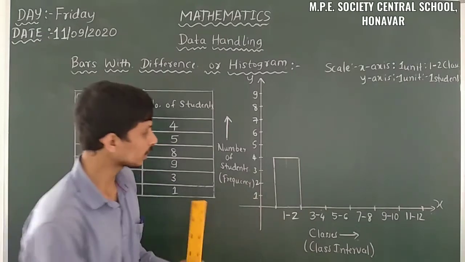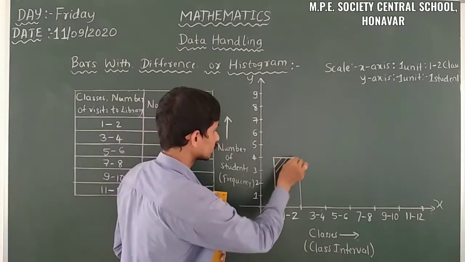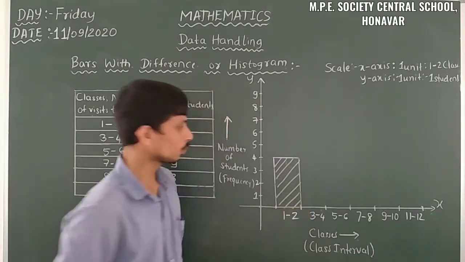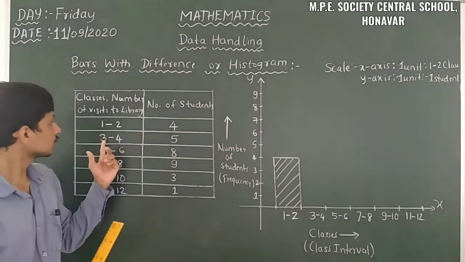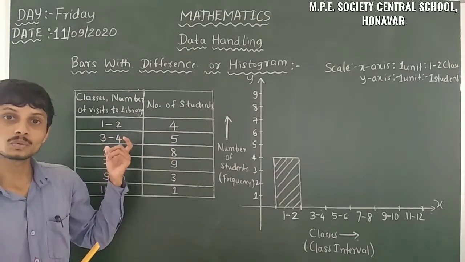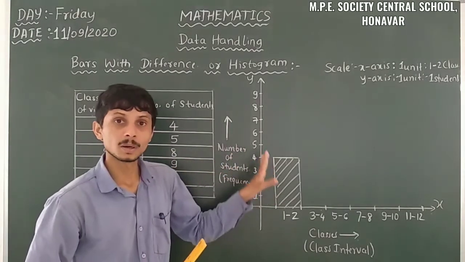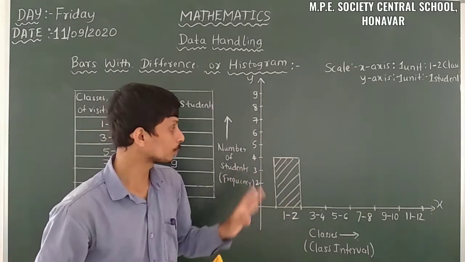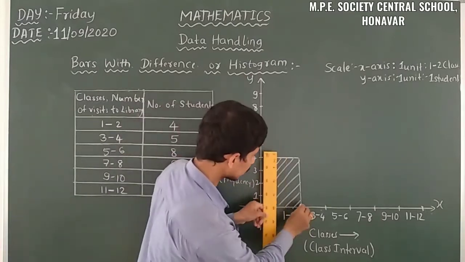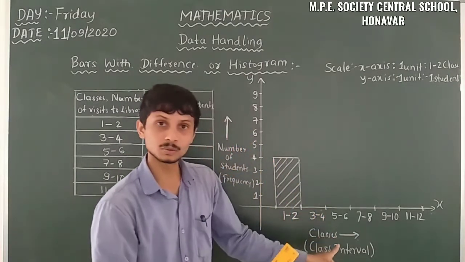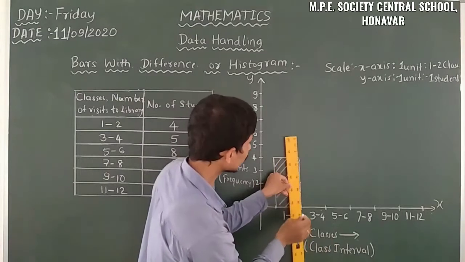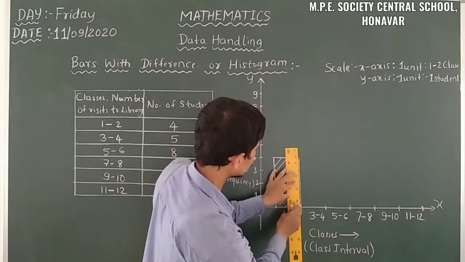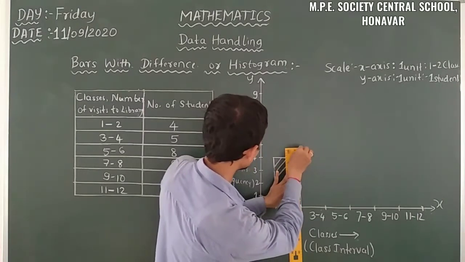After drawing each bar, we can shade it. So we can shade like this. So one bar is completed. Then 3 to 4, 5 is there. So the value is 5. Here don't leave any gap between those two bars. So here it touches the initial point of the 3 to 4. So that means from here only you have to increase up to 5.